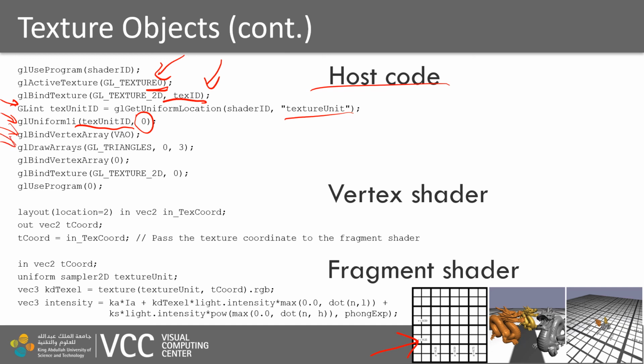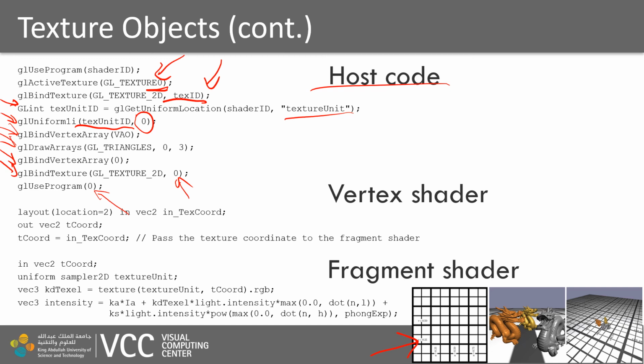Then we are performing the same with our vertex array objects. We are performing our draw call of our triangles, and then we will be unbinding the vertex array and the texture. We will associate the texture with the handler 0, which means we are unbinding the texture. And also we are unbinding the program.